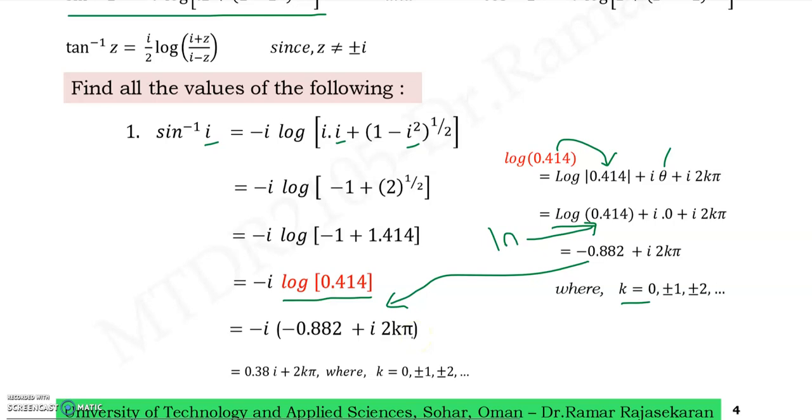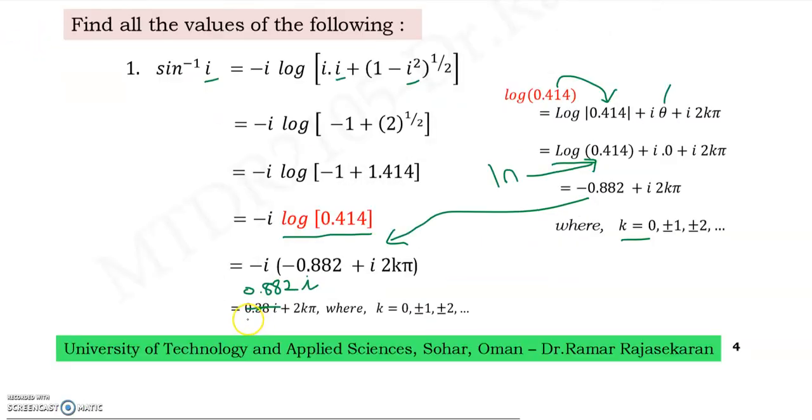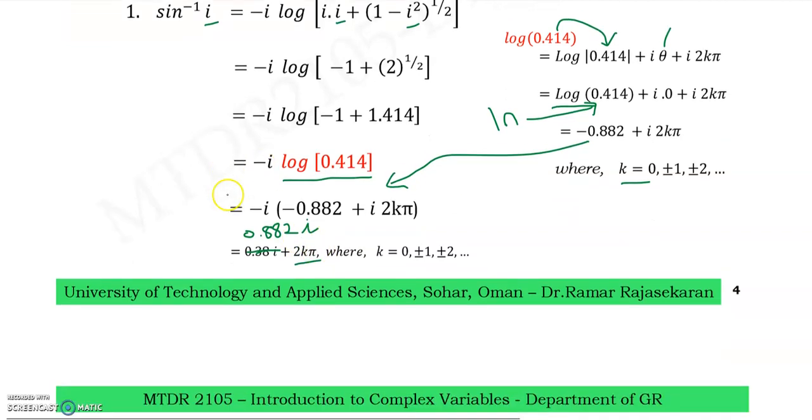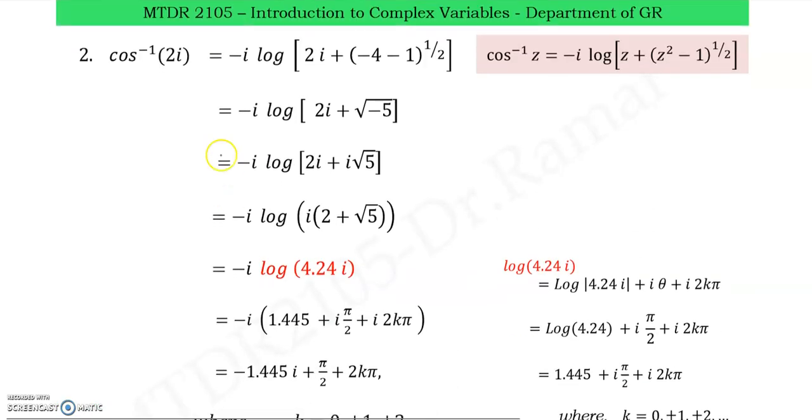Now here, see this is a typing error. So now the final answer is 0.882i, because if you multiply minus I with this minus, you will get plus I. Then minus I multiply with this I, that is minus I squared, that is plus 1. So here plus 2k pi. Now we'll see the second question.